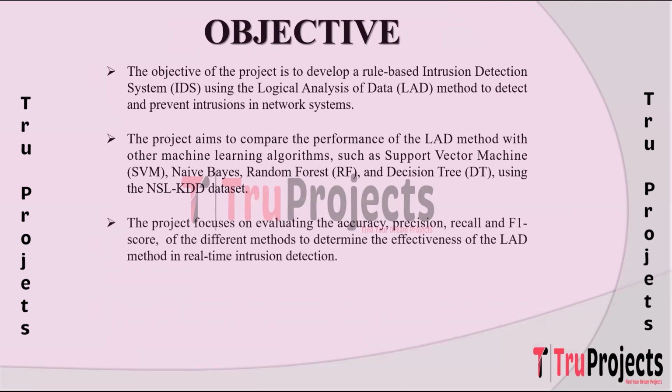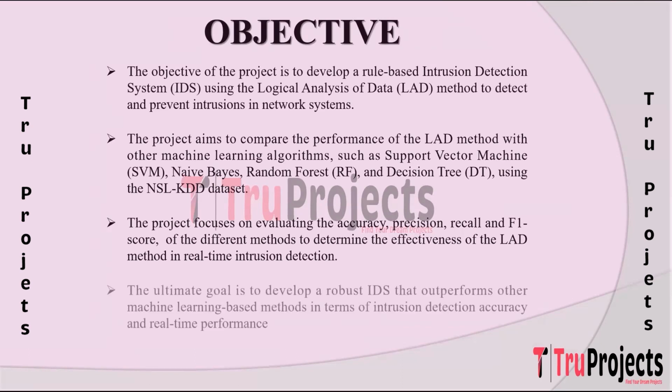The project focuses on assessing the performance of different methods using specific evaluation metrics: accuracy, precision, recall, and F1 score. These metrics are common in machine learning evaluations and provide a comprehensive understanding of a model's performance across different aspects like correctness, completeness, and balance between precision and recall.